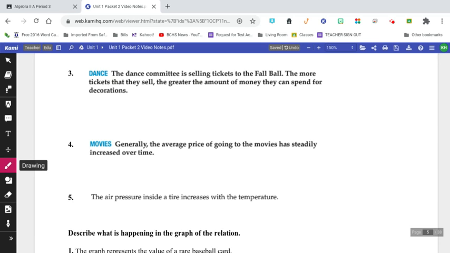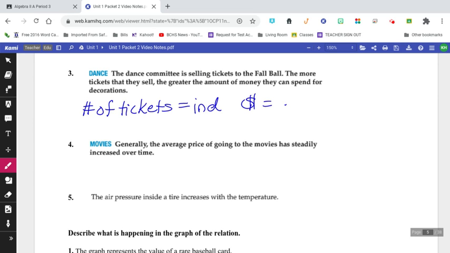The dance committee is selling tickets to the fall ball. The more tickets they sell, the greater amount of money they can spend. Okay. So, number of tickets is our independent. The amount of money is dependent.